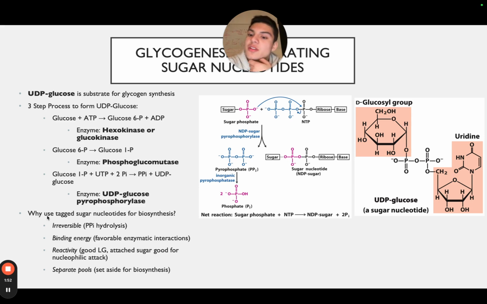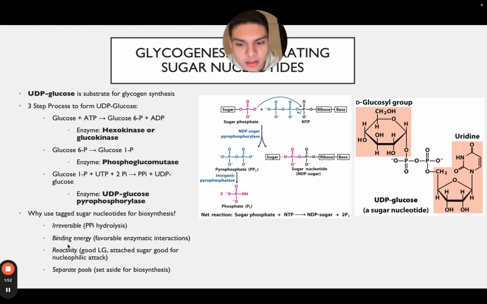And essentially why we use sugar nucleotides for biosynthesis. The reason is because it's irreversible because of the pyrophosphate. It immediately gets hydrolyzed, so we're taking away the products. Again, very similar to some of the Krebs cycle steps, like going from oxaloacetate to malate to oxaloacetate.